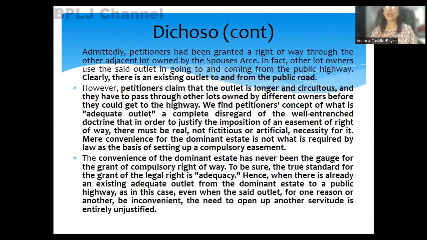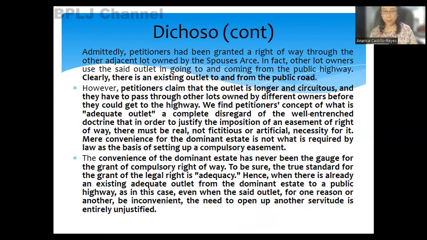Remember that for easement of right of way, legal or compulsory easement of right of way to be granted, it is imperative that access to the public highway must not exist. Okay, clearly there is an existing outlet to and from the public road. Petitioners claim that the outlet is longer and circuitous, and they have to pass through other lots owned by different owners.